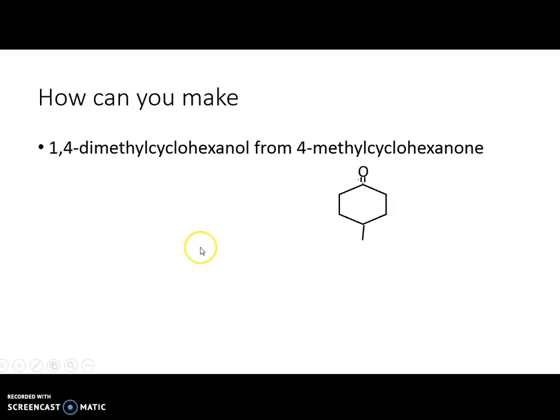So how can you make 1,4-dimethyl cyclohexanol from 4-methyl cyclohexanone? Okay, well, let's first draw the structure of 4-methyl cyclohexanone and the reagent that you'll need. We're going to be adding 1 carbon right here and changing this into an alcohol. The reagent we need is methyl magnesium bromide. Following it with a water wash then protonates the oxygen that results as an anion from nucleophilic attack.